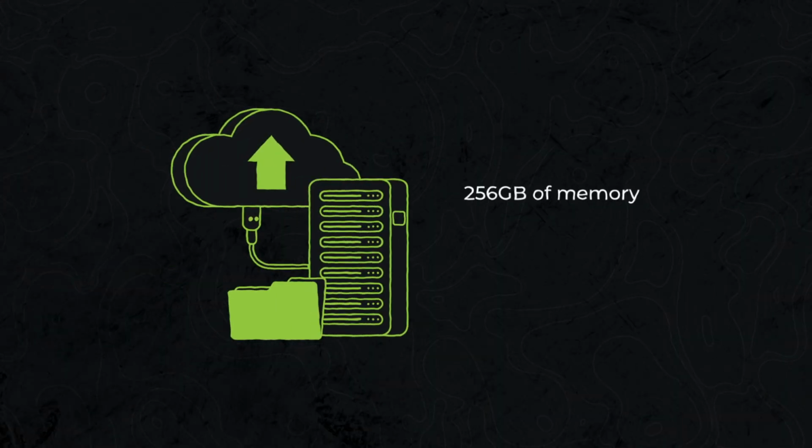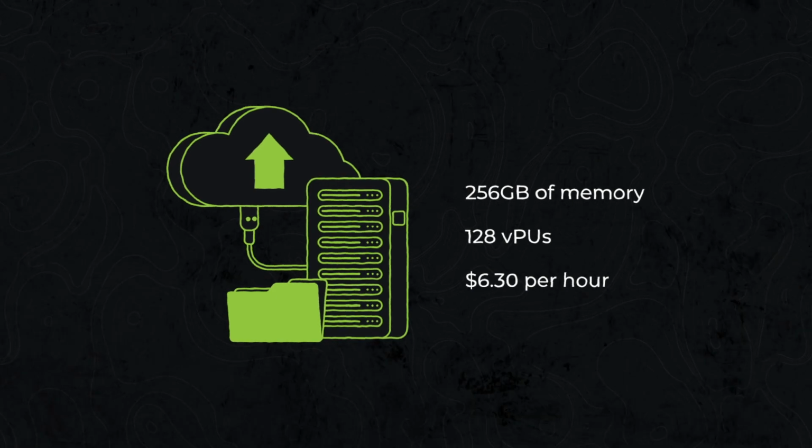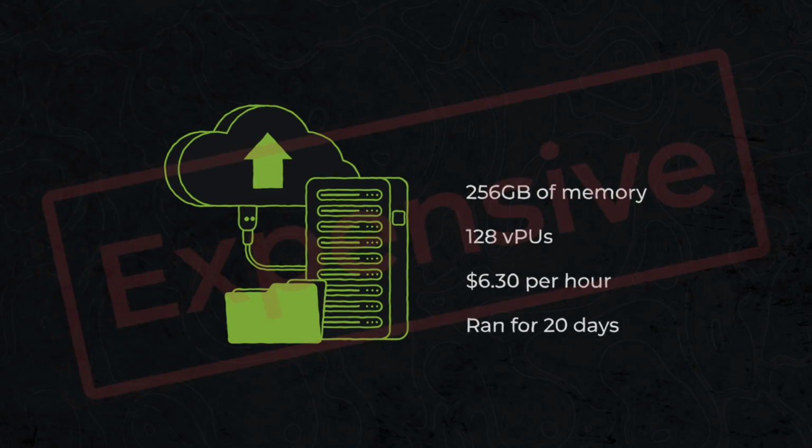Now, unfortunately, our lesson was learned well too late, due to an event where one of my team accidentally spun up a new server with 256 gigs of memory and 128 VPUs. At around $6.30 per hour, it ran for 20 days before we realized we'd chosen the wrong type. Needless to say, not a happy day for me.